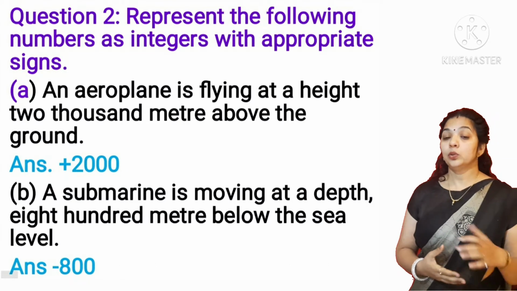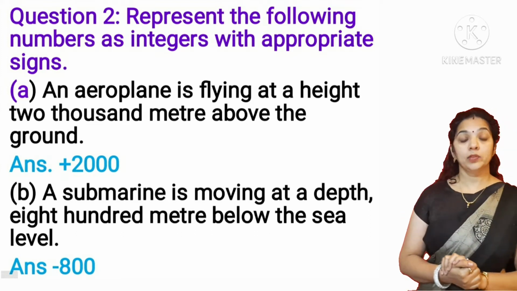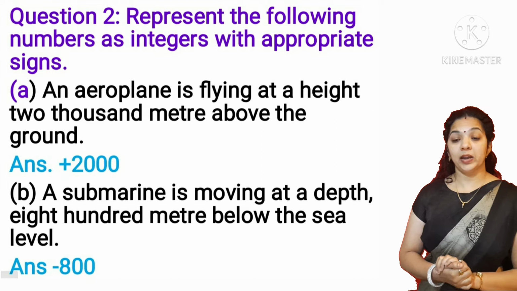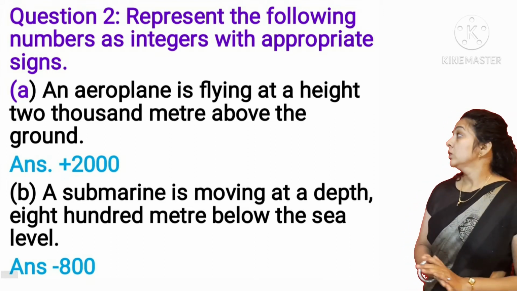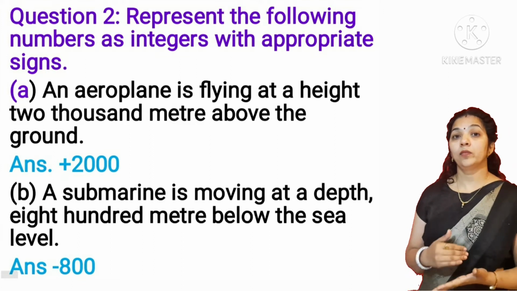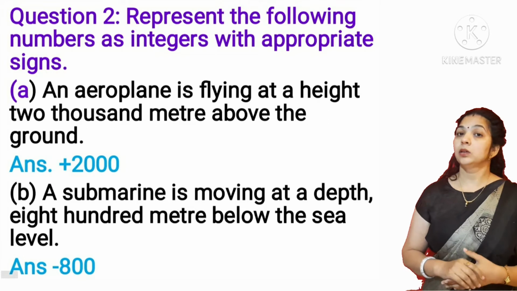What you have to do? You have to represent the sentence in the form of integers. The first part is an aeroplane is flying at a height of 2000 meter above the ground. Okay, because the aeroplane is flying at the height of above, so we will take plus 2000.